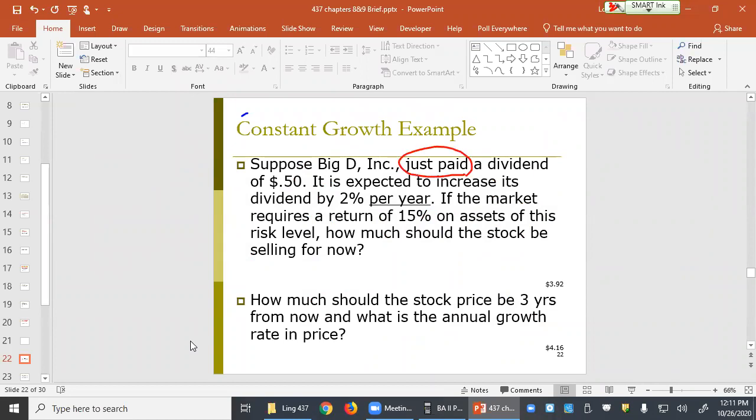When we're solving for P0, the stock price that I should pay right now, I look at what kind of future cash flows I will get after I purchase the stock. This dividend has already been paid, which means that if I were to buy the stock right now, I will not receive this particular 50 cents because it has already been paid in the past.